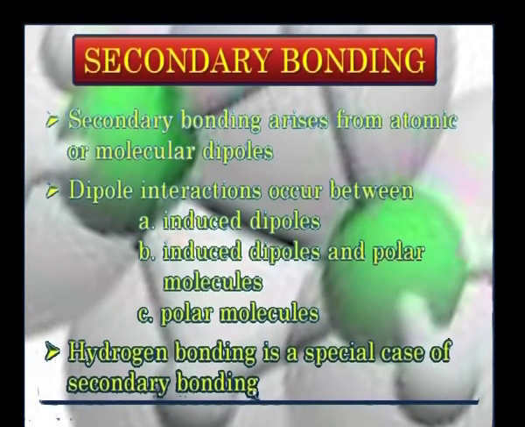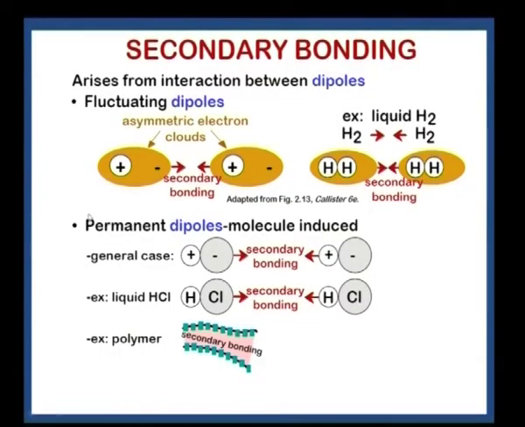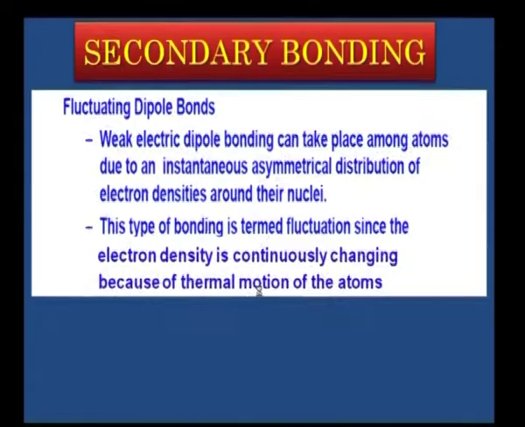Then the hydrogen bonding is a special case of the secondary bonding about which we are talking. And the secondary bonding, as I told you in the last lecture, may be due to fluctuating dipoles, wherein there will be instantaneous dipoles being formed. You have a dipole here, another dipole here, wherein the positive and negative charge centers are separated. And the other reason for secondary bonding will be permanent dipoles, between one permanent dipole that you have got here and another permanent dipole. So, permanent dipole interaction is yet another reason for the secondary bonding.